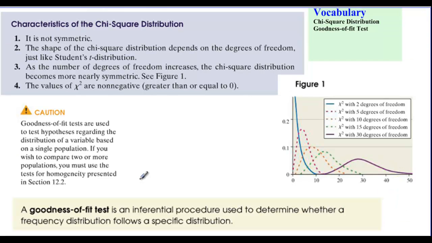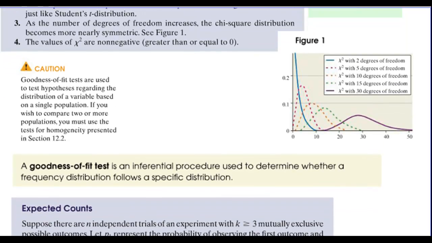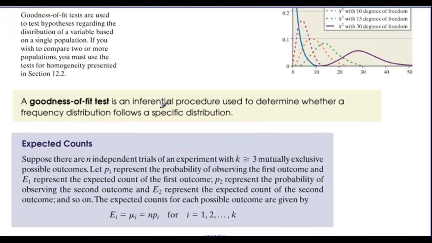The goodness of fit tests are used to test hypotheses regarding the distribution of a variable based on a single population. So the goodness of fit test is an inferential procedure used to determine whether a frequency distribution follows a specific distribution. First, let's talk about expected counts.